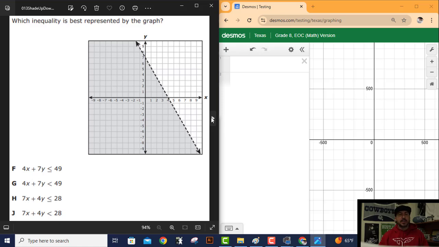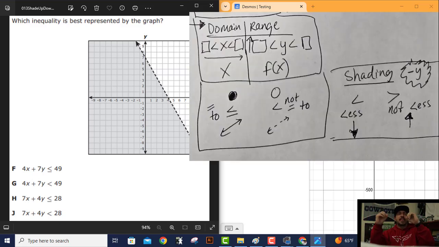Now these questions right here. In the domain and range you have the open circle, closed circle, right? Then you got, that means equal to, not equal to. Sorry, closed circle, open circle. Closed circles are equal to, open circles are not equal to. Equal to symbols give you a solid line. Not equal to symbols give you a dotted line. And then we've got to talk about shading. Shading up and shading down. You have this in your cheat sheet. So here we go. I got a dotted line right here. What kind of symbol gives us dotted lines? Let's see. Could it be choice F?